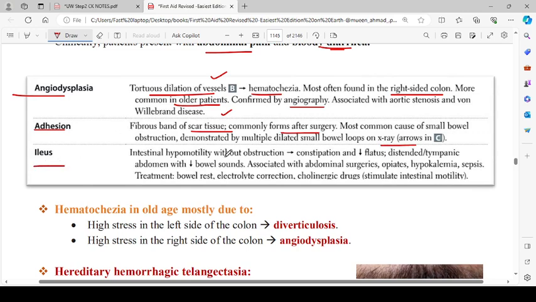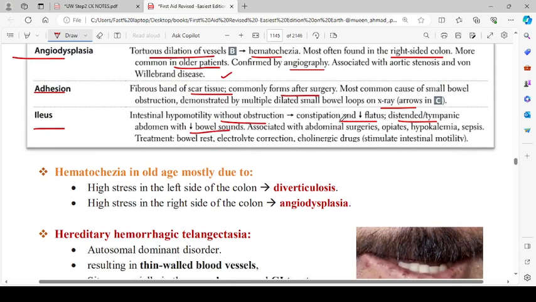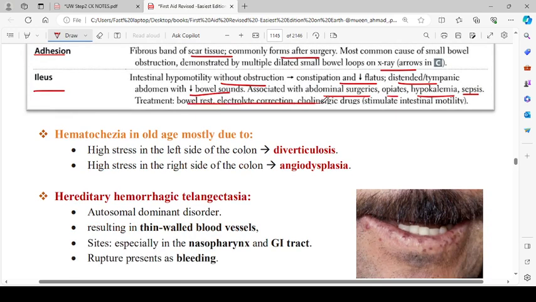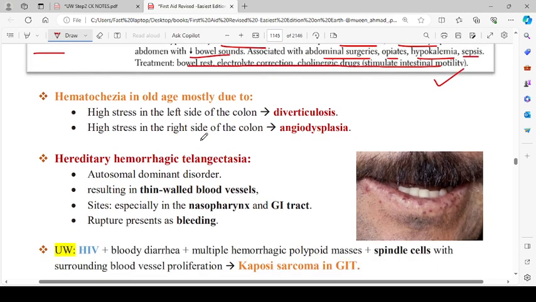Ileus, intestinal hypomotility without obstruction: constipation and decreased flatus, distended tympanic abdomen with decreased bowel sounds. Associated with abdominal surgeries, opiates, hypokalemia, sepsis. Treatment is bowel rest, electrolyte correction, and cholinergic drugs, which stimulate the intestinal motility.